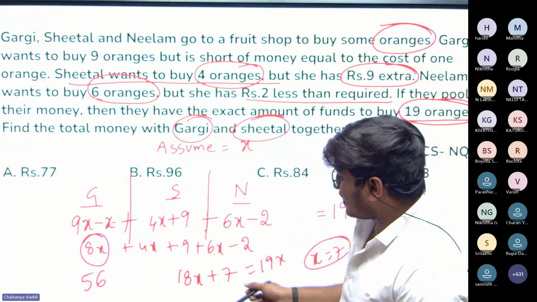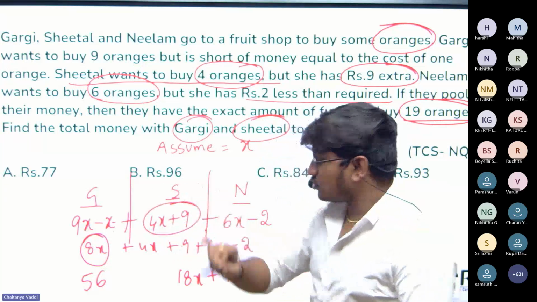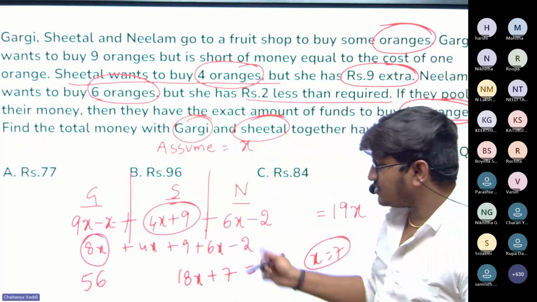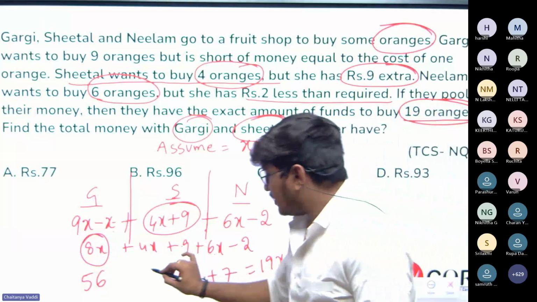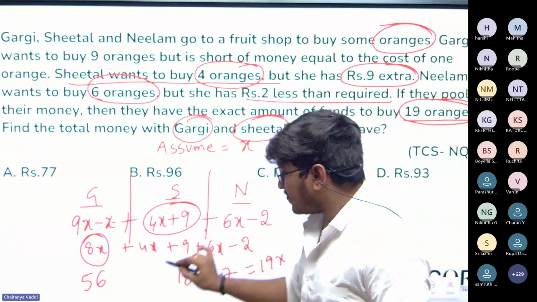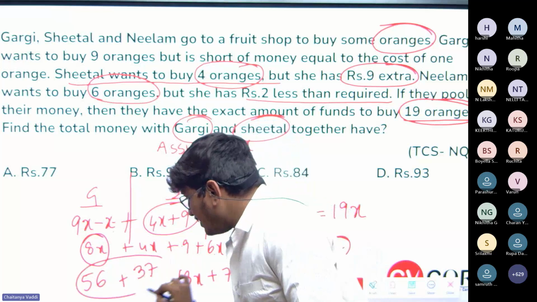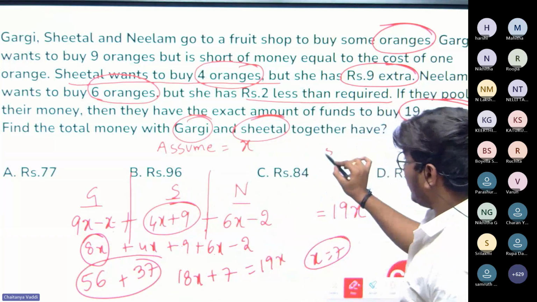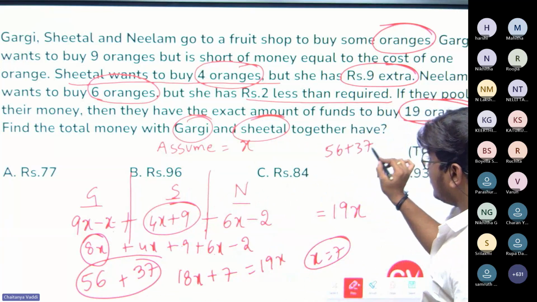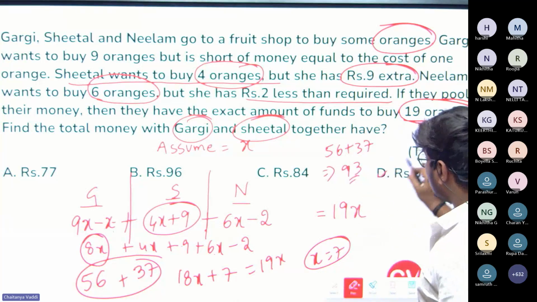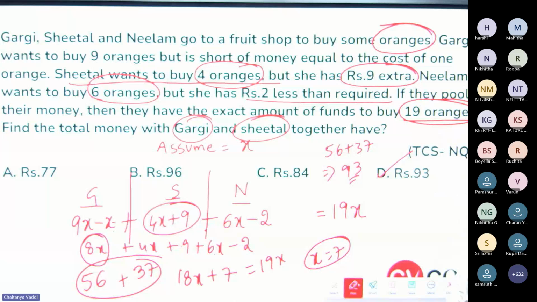Now Sheetal has 4x plus 9. The x value is 7. 4x means 7 fours, 28. 28 plus 9 is equal to 37. So 56 plus 37 is the final answer. 56 plus 37 is equal to 93. So they both together have 93 rupees.